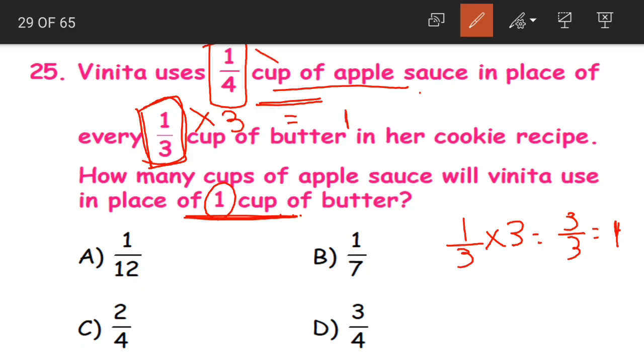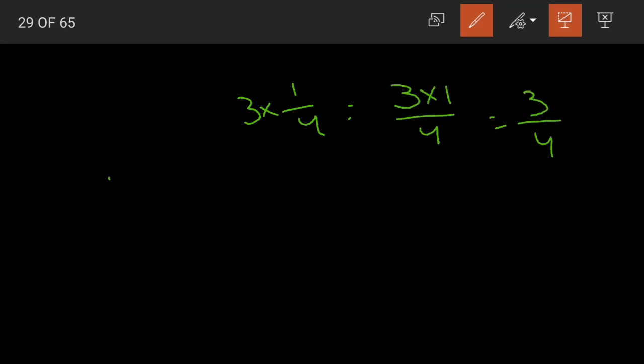In the same way, 1/4 has to be multiplied by 3. Yes children, we have used 3 into 1/3 cups of butter. So in the same way, we have to use 3 into 1/4 cups of applesauce. 3 into 1/4, it would be 3 into 1 divided by 4, that is equal to 3/4. Yes, understood. For every 1/3 cup of butter, she uses 1/4 cup of applesauce.